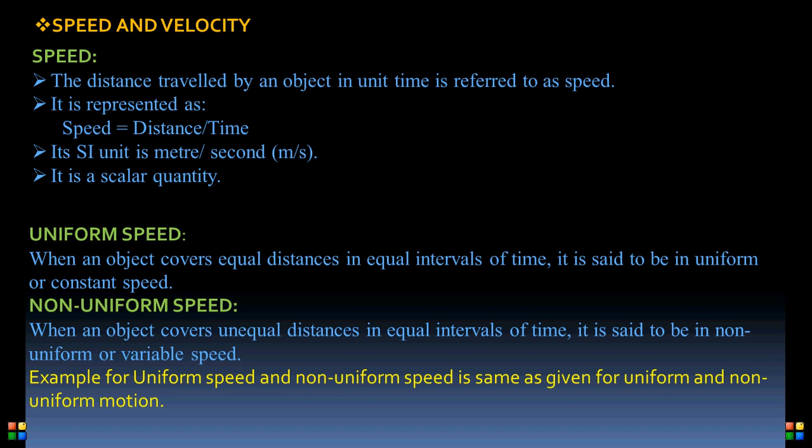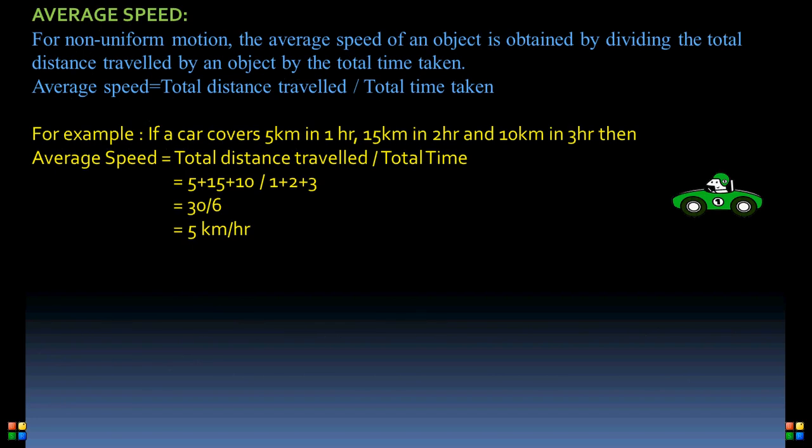Now we talk about average speed. We all know that it is quite difficult to maintain the same speed on a road, right? So if we are not maintaining the same speed, it means that this motion will be a non-uniform motion. So the average speed of an object is obtained by dividing the total distance traveled by the total time taken. Average speed equals total distance traveled divided by total time taken.